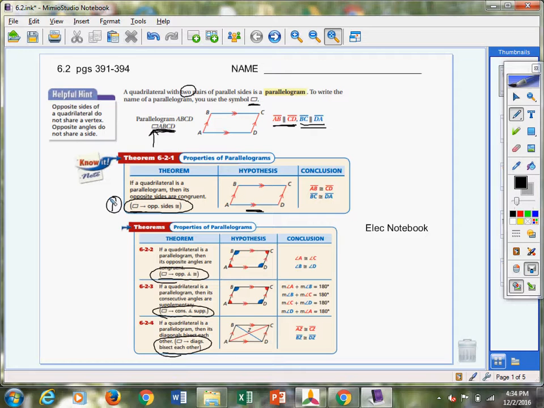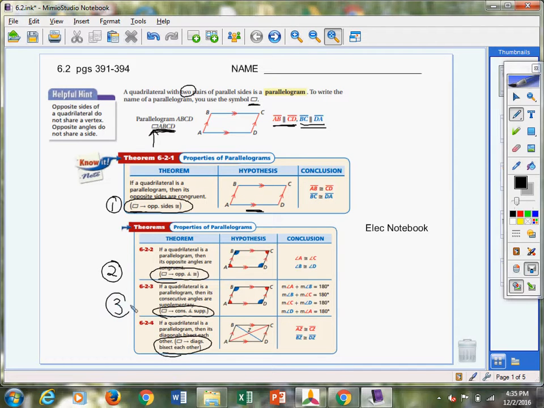Okay, here's a second thing. In a parallelogram, their opposite angles are congruent. So in this one, angle B and angle D would be congruent because they're opposite of each other, and A and C would be congruent. So that's something else to know about them. Their opposite angles are congruent.